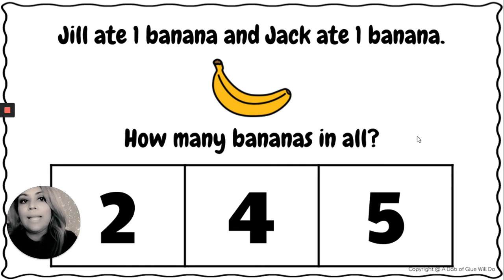So Jill ate 1 banana and Jack ate 1 banana. How many bananas are there in all? So if Jill had 1 banana and Jack had 1 banana, how many bananas did they have total? That's right, 2 bananas. So the number sentence is what? That's right, 1 plus 1 equals 2.